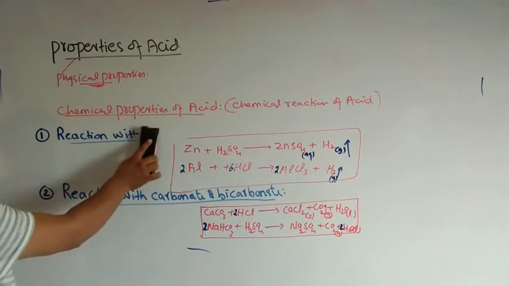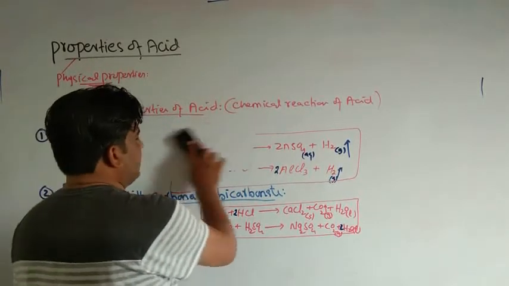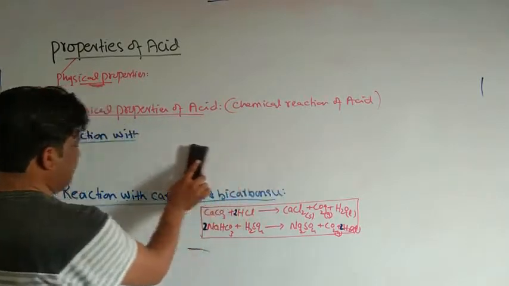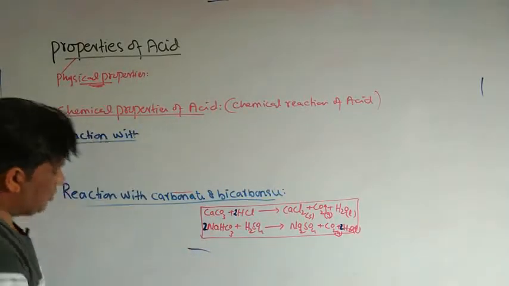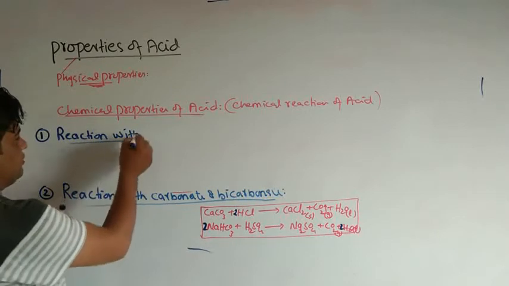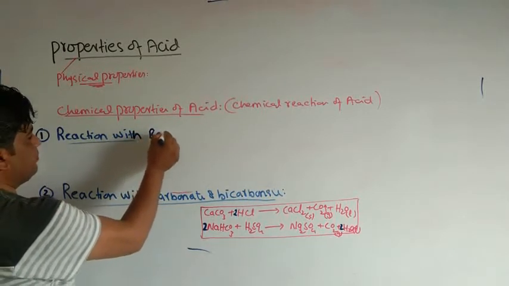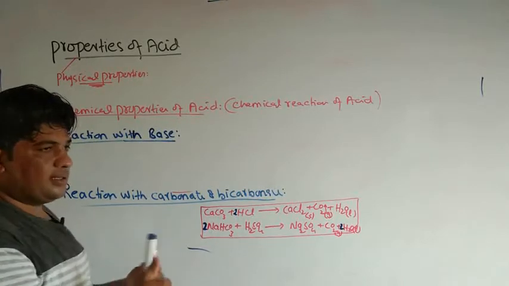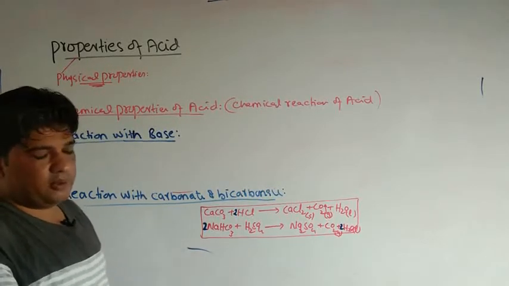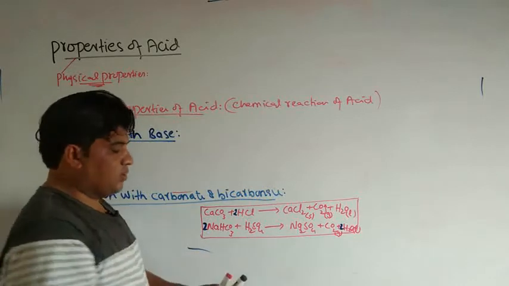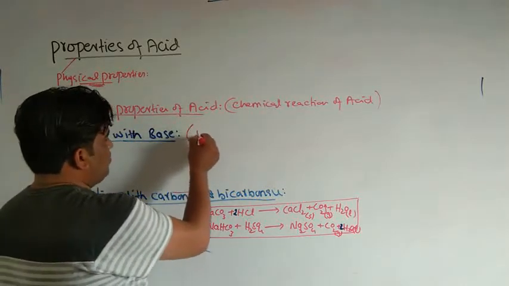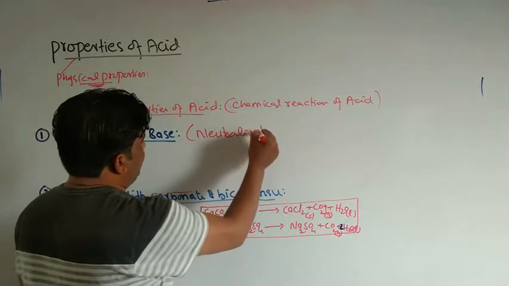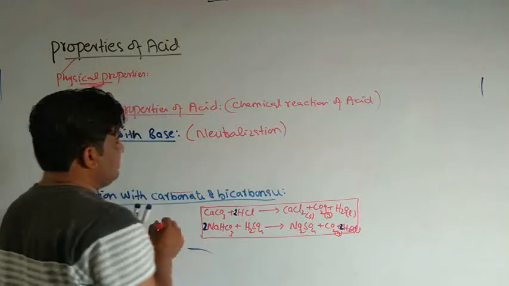ओके, सो द नेक्स्ट प्रॉपर्टी ऑफ द एसिड दैट इज रिएक्शन विथ बेस। केमिकल प्रॉपर्टी ऑफ द एसिड दैट इज रिएक्शन विथ बेस। कोई भी बेस ले, जब आप उसको एसिड के साथ रिएक्ट करवाएंगे तो क्या प्रोड्यूस होगा, दैट इज सॉल्ट एंड वाटर विच इज नॉन एज न्यूट्रलाइजेशन। सो वेरी इंपॉर्टेंट रिएक्शन ऑफ द एसिड and also very important reaction of the base, that is neutralization.